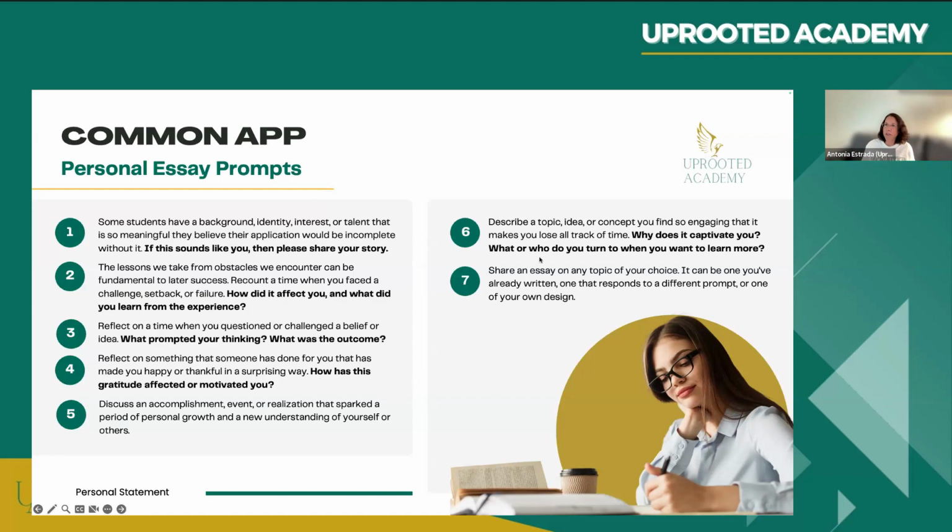So let's just look at the first prompt. Let's just read that aloud as an example. Some students have a background, identity, interest, or talent that is so meaningful, they believe their application would be incomplete without it. If this sounds like you, then please share your story. So basically, they're asking you to share a story that makes you, you. Prompt number 2 is about overcoming an obstacle. Prompt number 3 is about questioning a belief. Prompt number 4 is about gratitude. Prompt number 5 is about a period of personal growth. Prompt number 6 is about a topic, idea, or concept that makes you lose all track of time. And finally, as I said, prompt number 7 is basically a topic of your choice.